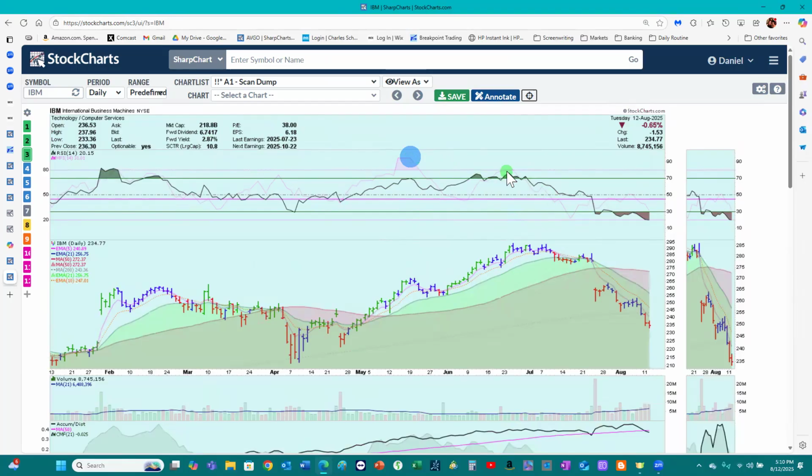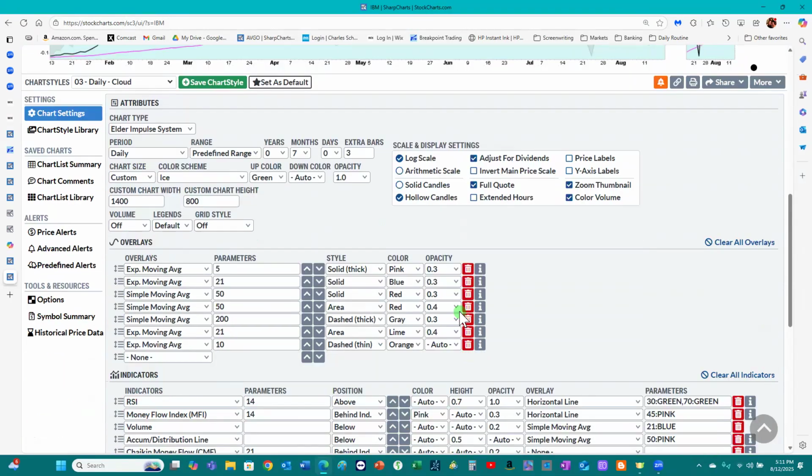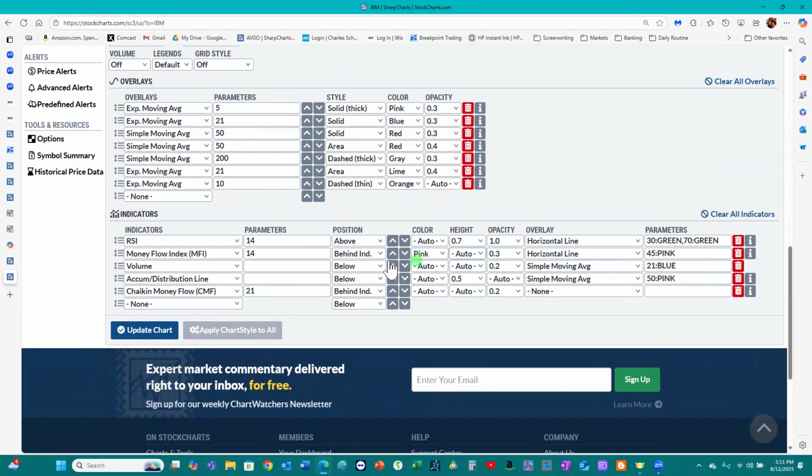So that's the way I like to use the money flow indicator, and that's why I like to put them both together. Since the MFI is essentially the RSI with volume, just think of it that way. And then you can see, I put this pink line going across is the 45 level, so you can do that down here. Here's the MFI money flow indicator.